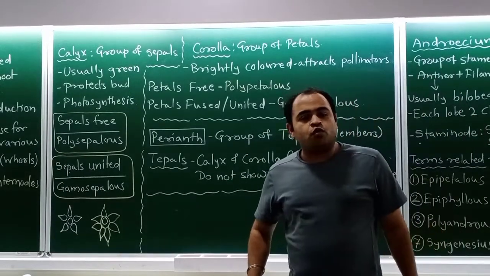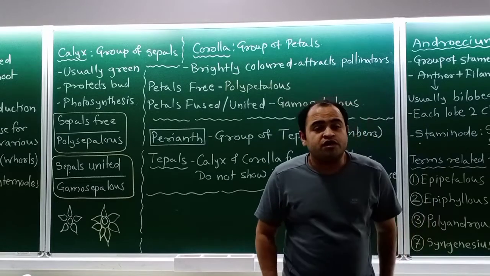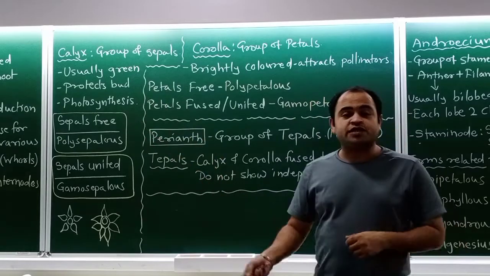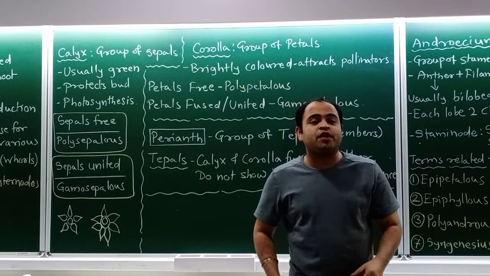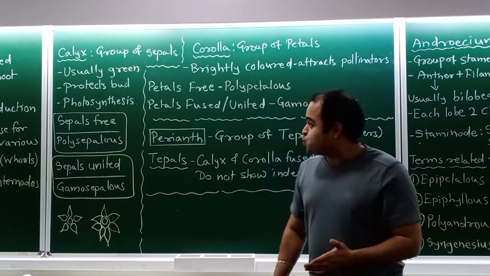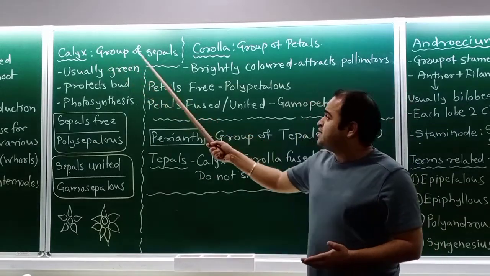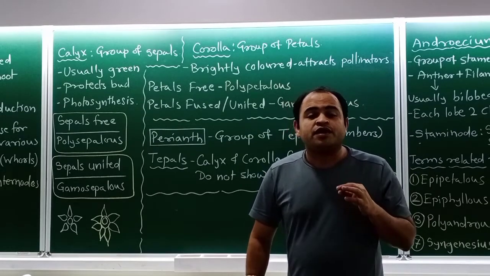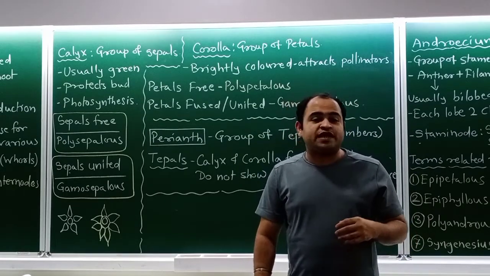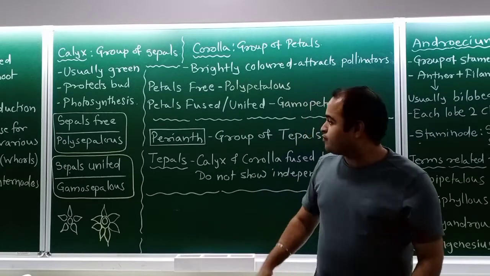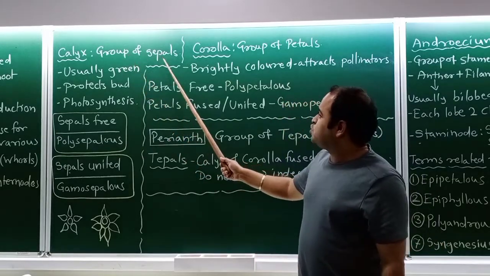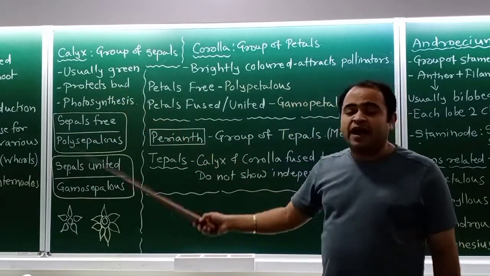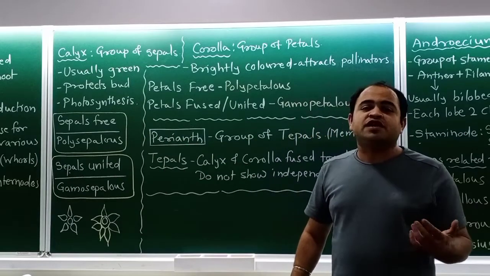So let us once again get back to the board and let us revise certain things. As I mentioned, Calyx and Corolla both belong to the accessory categories. So once again, Calyx is a group of sepals. Sepals usually appear green in color, and petals are usually brightly colored. Usually they are green. They protect the bud and they perform photosynthesis in the initial phase.